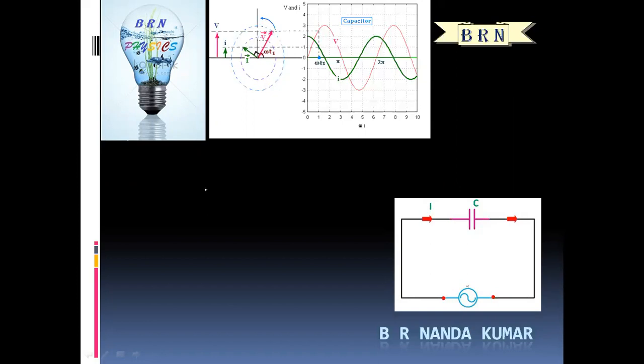Purely inductive circuit means AC voltage applied to a circuit containing only an inductor. The instantaneous current flowing through a purely inductive circuit is I equal to I naught sine of omega t minus pi by 2. That means the current lags behind the voltage by an angle pi by 2 radian, or voltage leads the current by an angle pi by 2 radian. So there is a phase difference between current and voltage in a purely inductive circuit, equal to pi by 2 radian.